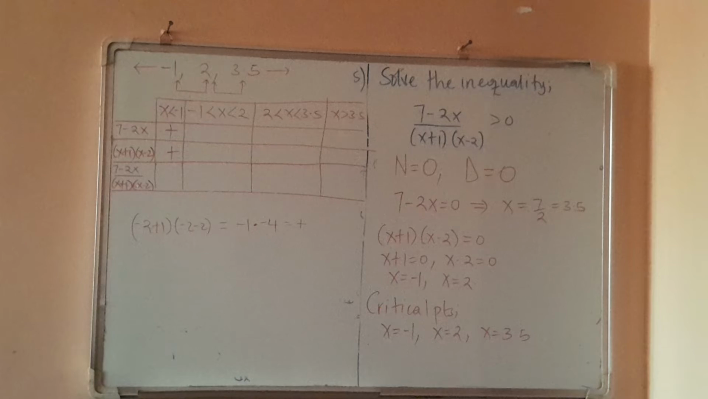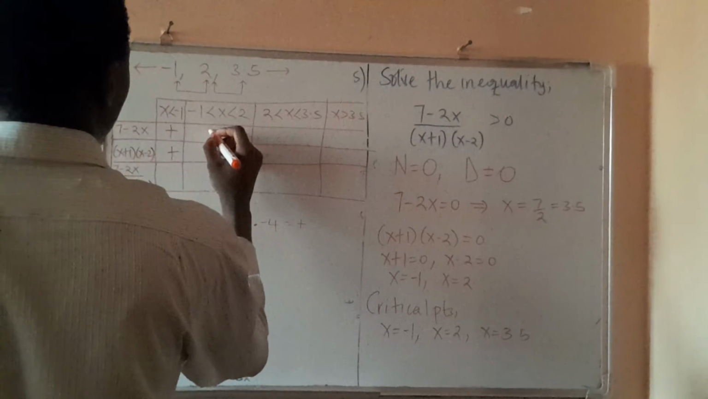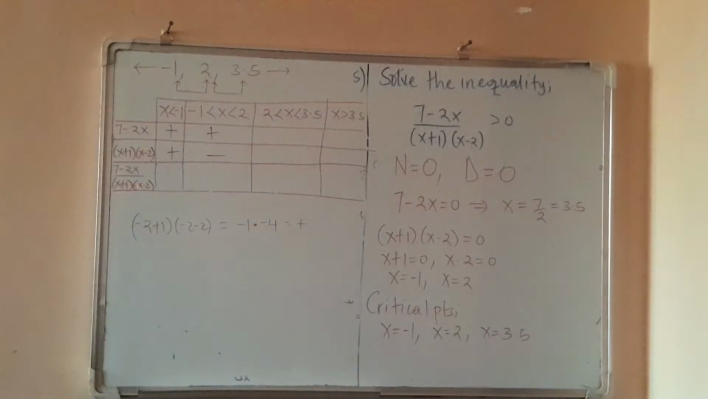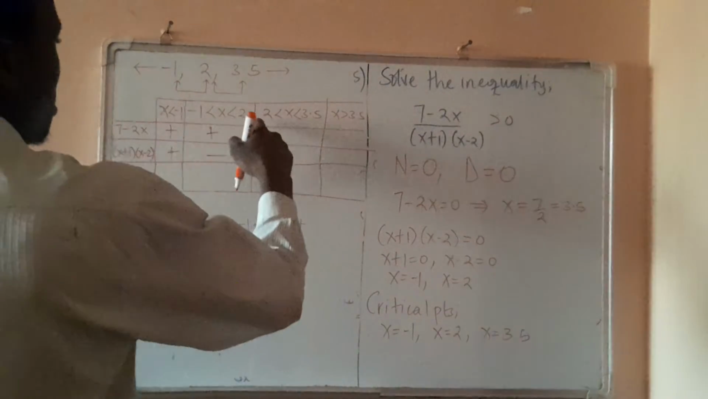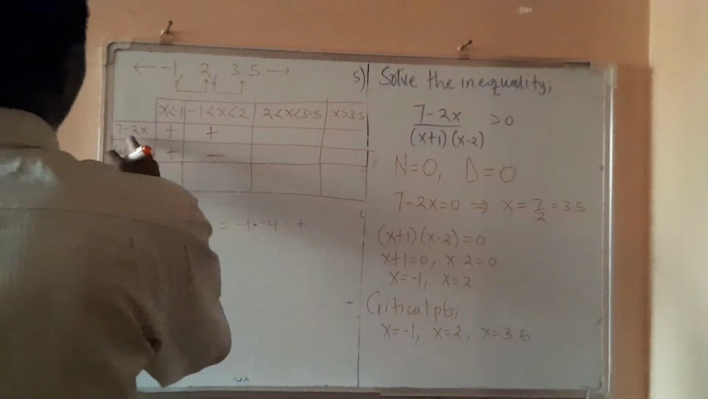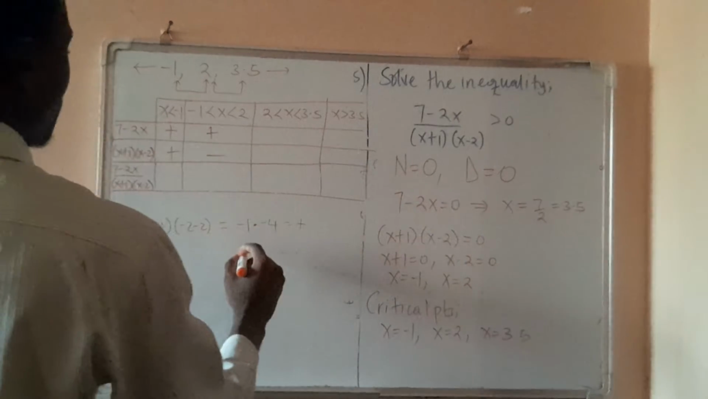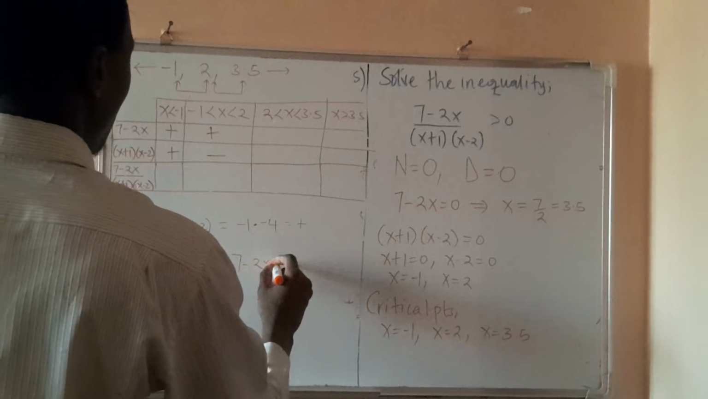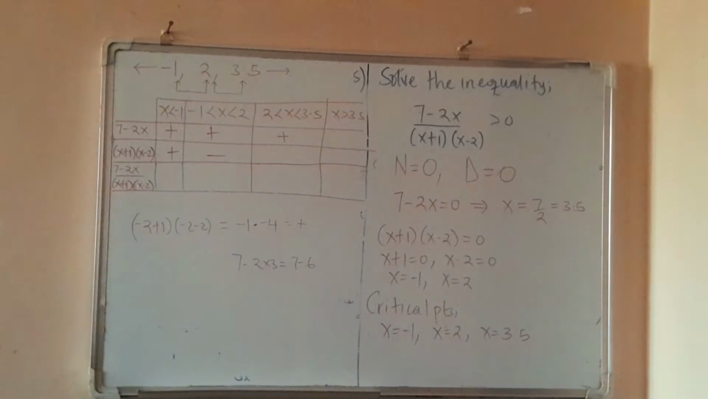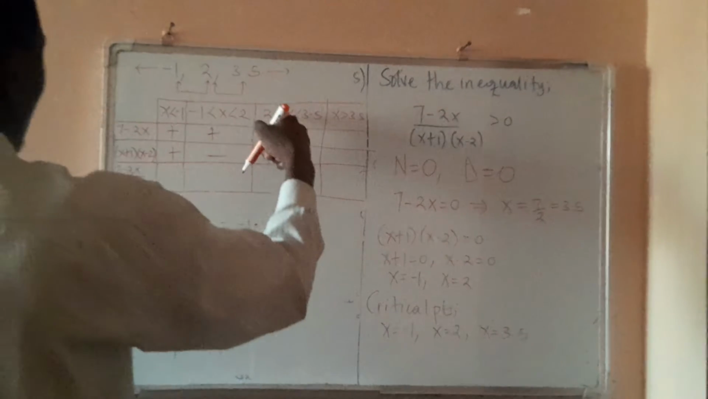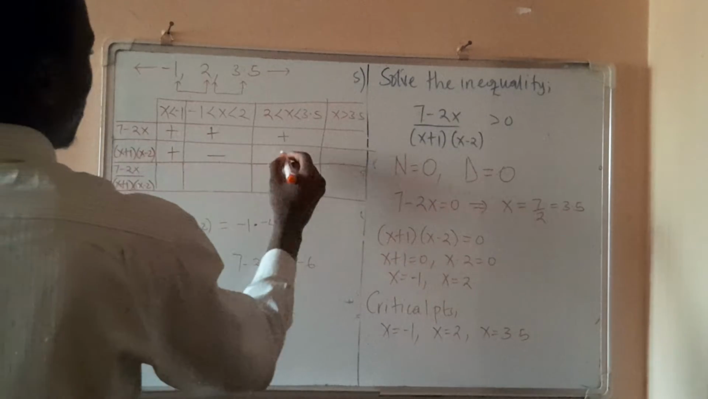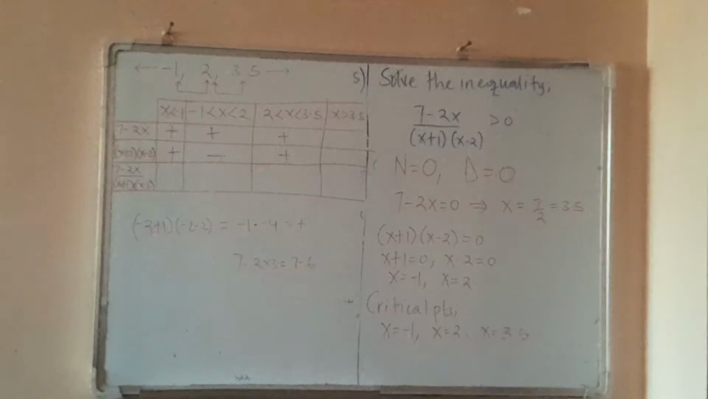We can take x equals 0. Substitute 0 here, we shall get a positive answer. Substitute 0 here, we shall get a negative answer. Continue. Values of x within this interval, we can take x equals 3. So we shall have 7 minus 2 times 3, which is 7 minus 6. We get a positive answer. So also x equals 3, substitute here, we shall obtain a positive answer.